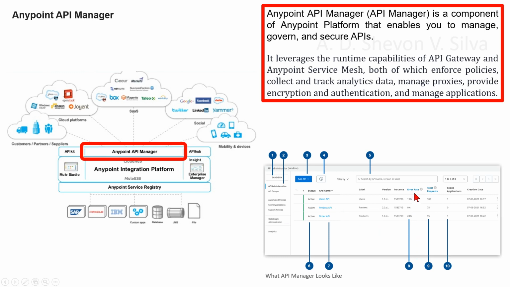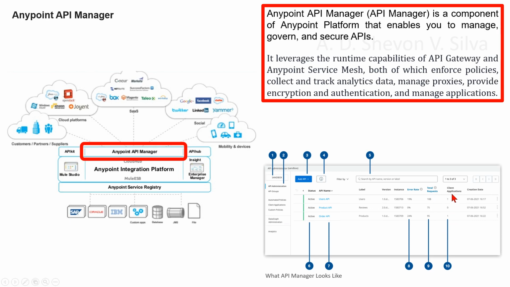8, the percentage of API requests that resulted in errors. If no data is displayed, automatic monitoring has not been enabled for the API. 9, the total number of API requests in the past 24 hours. If no data is displayed, automatic monitoring has not been enabled for the API.